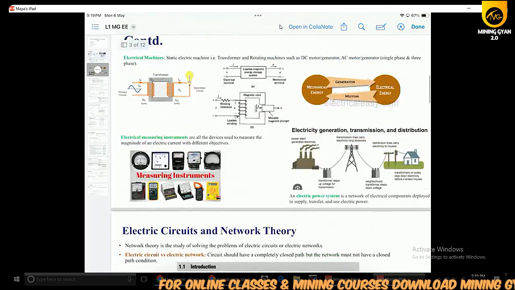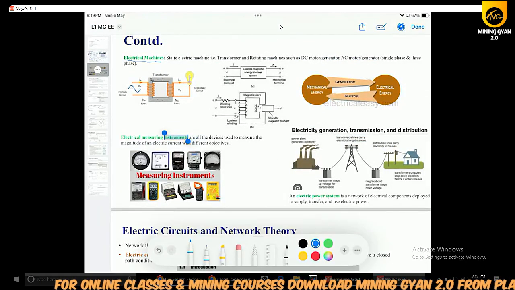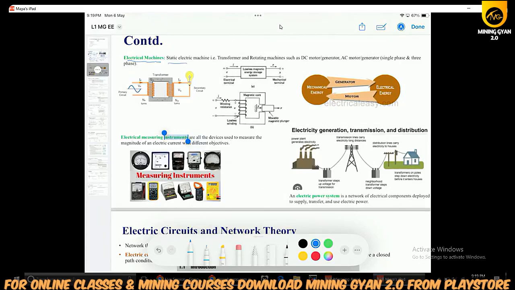After that, we will study something about the electrical machines. So there are two different categories. First, the static electrical machine, in which the transformer comes, and in case of a rotating machine, there are two types of machines: motor and generator. Why is a transformer called a machine but not a rotating machine? Because in a transformer, there is no rotating part.